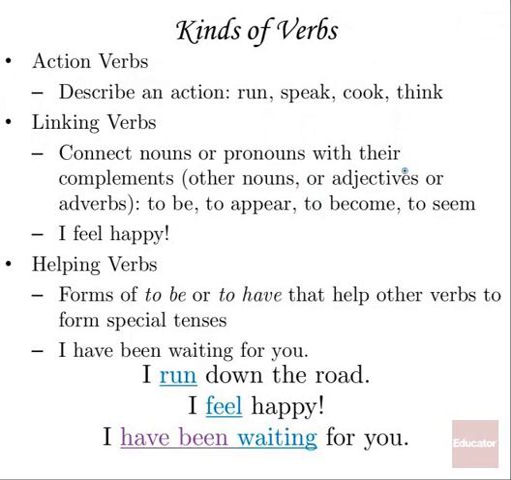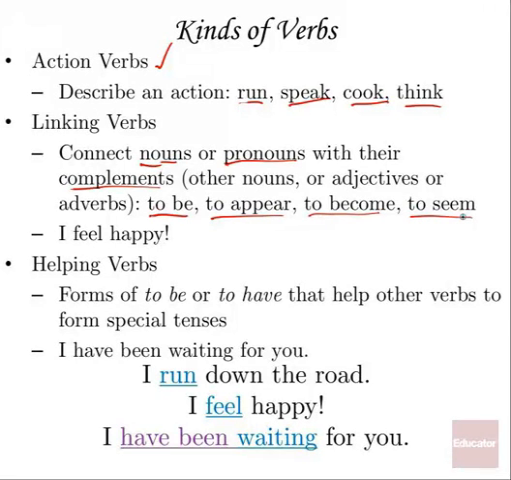All right, there are three major kinds of verbs. There are action verbs, which describe an action, like run, or speak, or cook, or think. Then you have linking verbs. Linking verbs connect nouns or pronouns with complements, other nouns or adjectives or adverbs. And linking verbs are things like to be or to appear, to become or to seem.